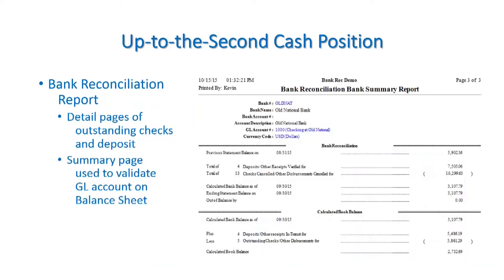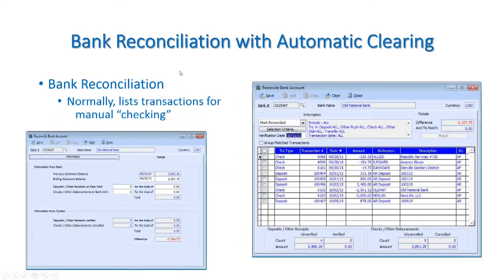The biggest thing that this gains you, though, is the bank reconciliation report. This is the report that you put in the big pile of reports for month end. It has a detail page of outstanding checks and deposits. It has a summary page showing the previous statement balance, what deposits and checks are, and then down to what your calculated book balance is, including any outstanding amounts. So the bank reconciliation report is the go-to report for being able to validate cash.